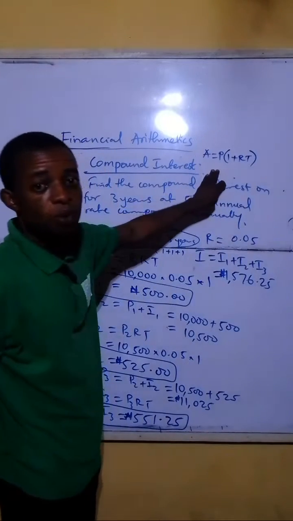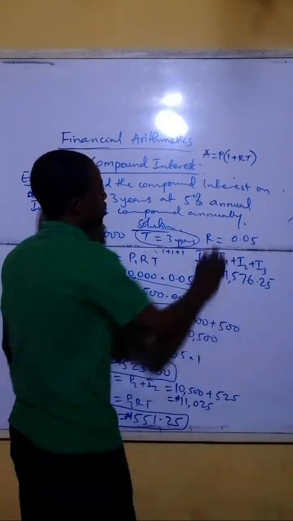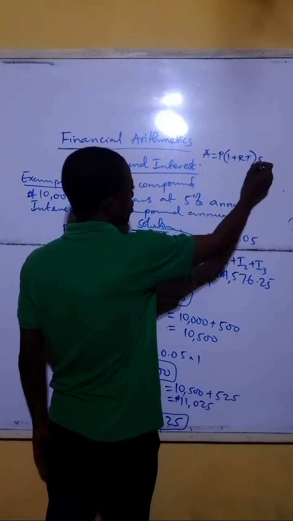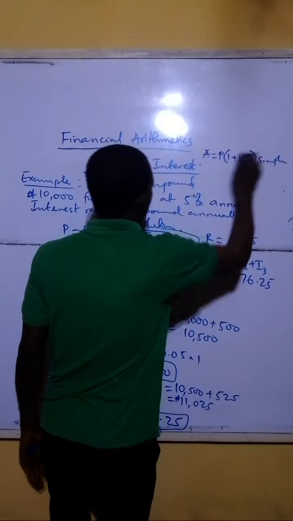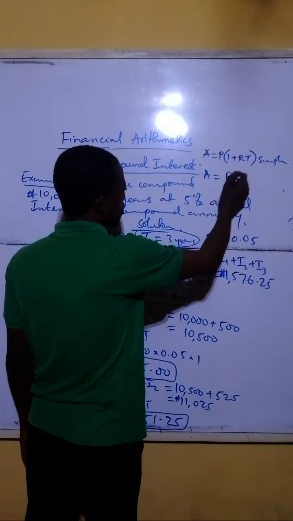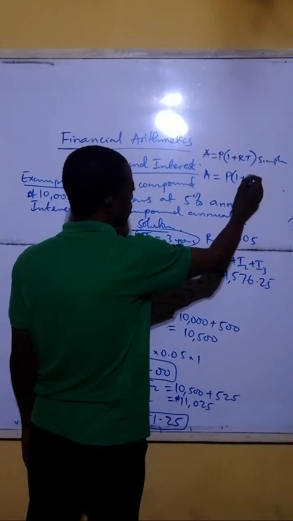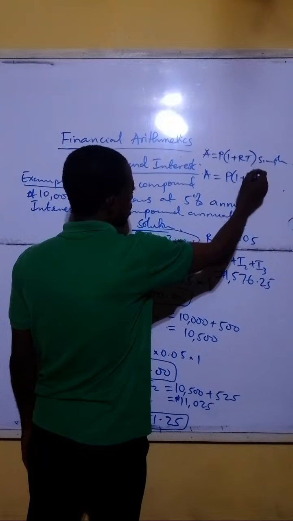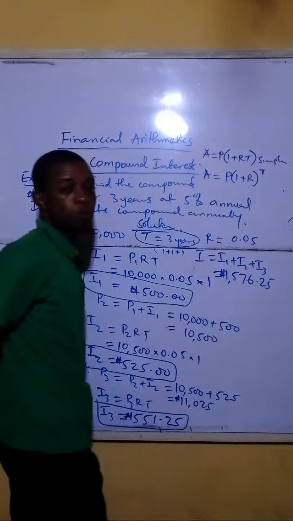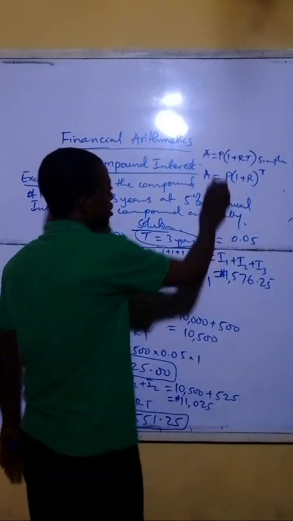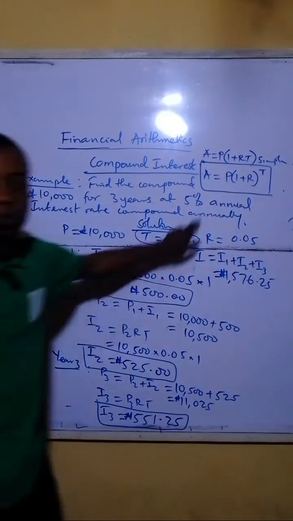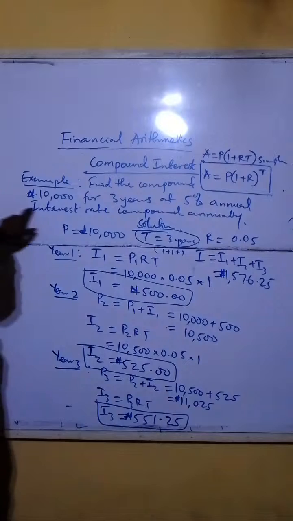That is for simple interest. But when we come to compound interest, we can still use a formula to get the amount. The amount for compound is similar to this. We have P into bracket 1 plus R, then this T is outside the bracket at the top, so raised to power T. With this amount formula, we can get the amount directly.